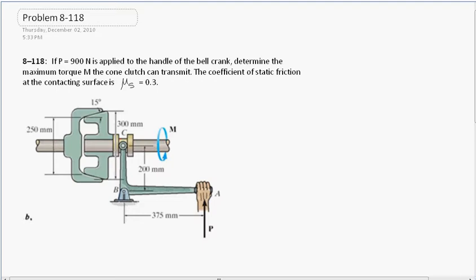So just looking at this problem, it's a machine frame problem combined with a friction problem. You can see that the hand is applying some force P, which will transmit a force to the shaft, causing pressure at the contact surfaces here and here. But keep in mind that this is a cone, and there is contact all around the surface of the cone. So to begin, let's just start with a force diagram of the lever.